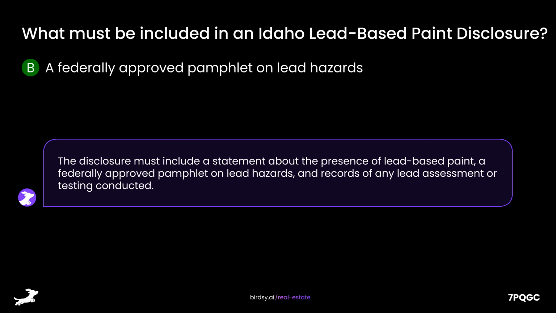The disclosure must include a statement about the presence of lead-based paint, a federally approved pamphlet on lead hazards, and records of any lead assessment or testing conducted.